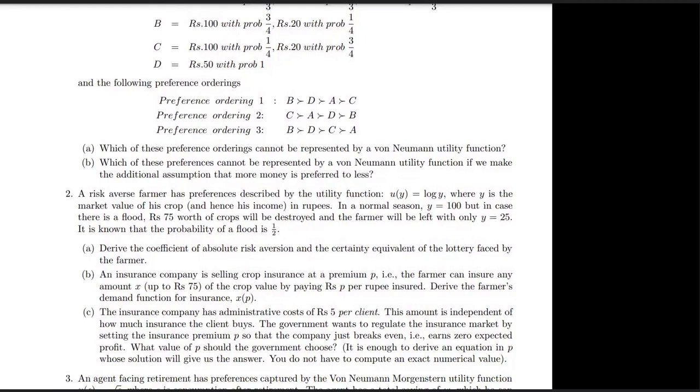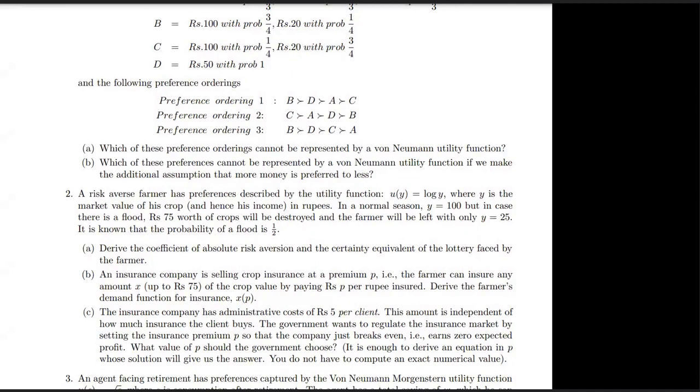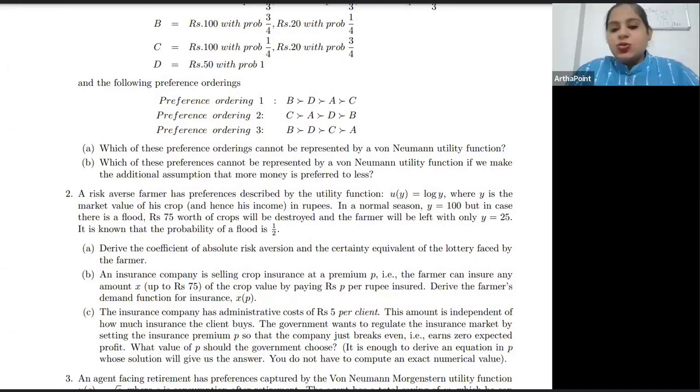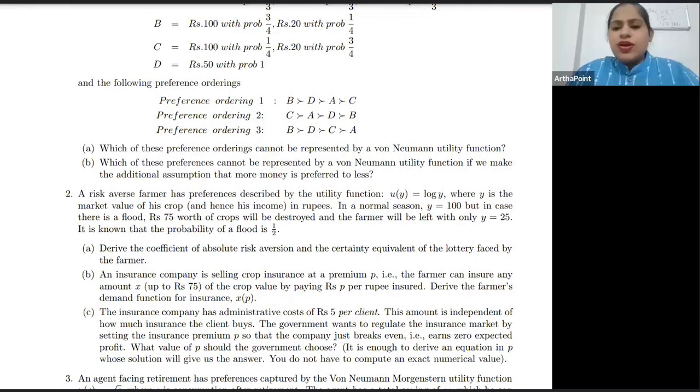I have forgotten the formula for the coefficient of absolute risk aversion, so I left that part. It is the double derivative of utility divided by the single derivative of utility with a negative sign, so minus u double dash y upon u dash y. You just have to differentiate, and you will get 1 by y as the answer.